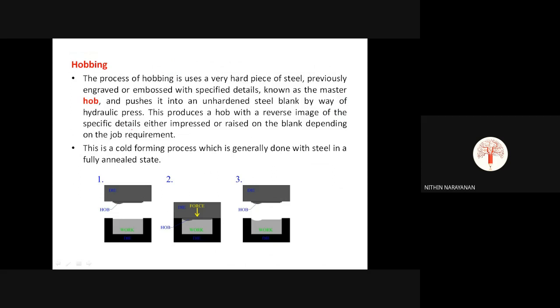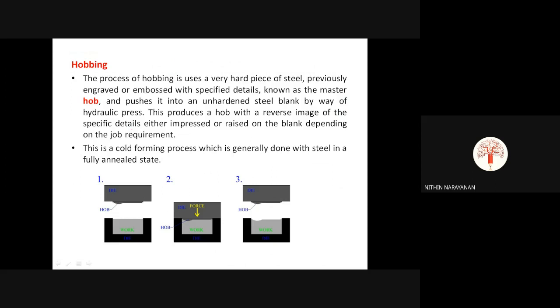The next one is the hobbing operation, in which we use a certain hob. There is another hobbing operation that comes as a cutting operation, as in gear cutting, which is different from this hobbing operation. This is a sheet metal process. That other hobbing is not in our syllabus. The hobbing in our syllabus is sheet metal hobbing.